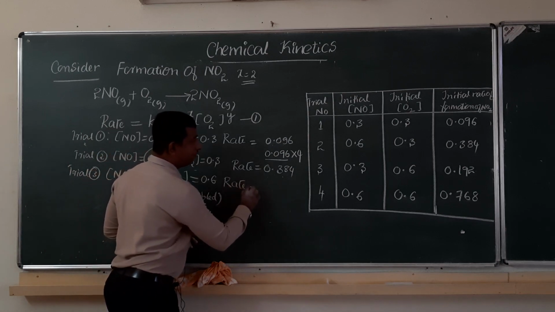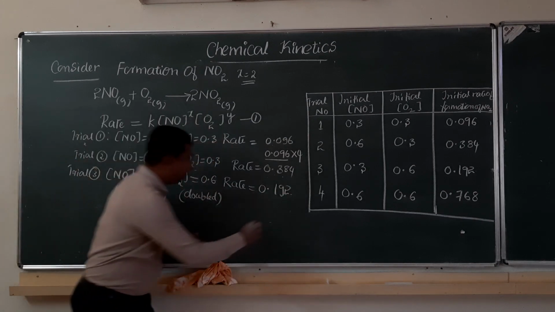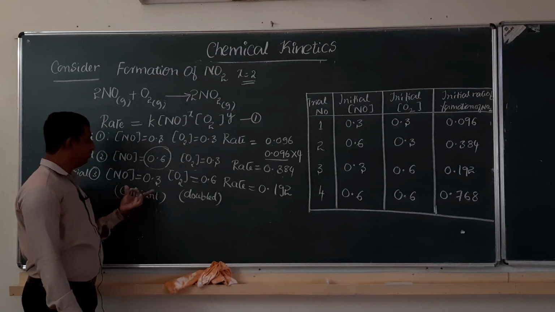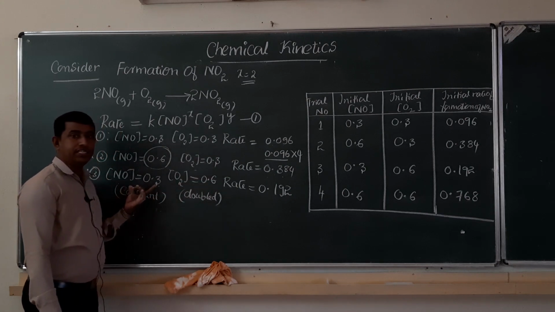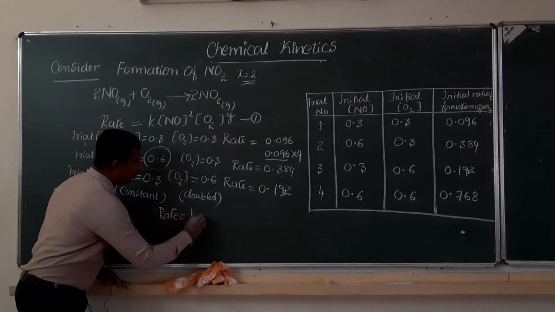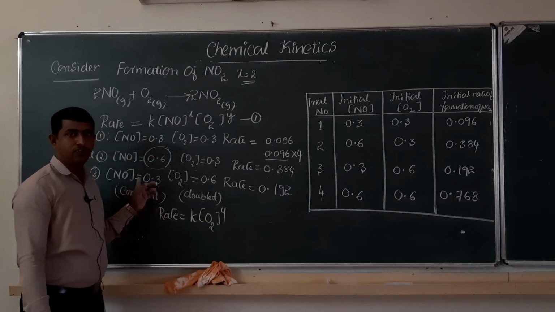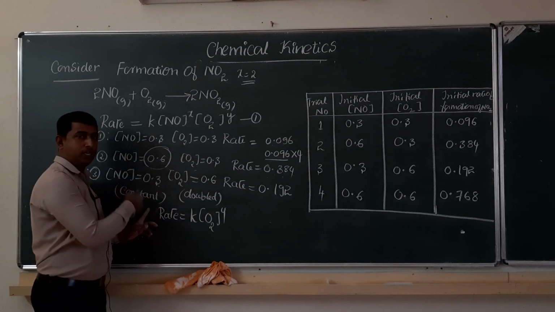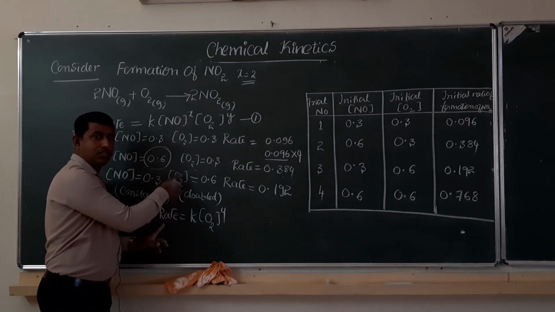Rate value is found to be 0.192. So in this trial, we can see there is a change in the concentration of O2. There is no change in the concentration of NO. So rate depends only on the concentration of O2. It does not depend upon the concentration of NO. Why? Because there is no change in the concentration of NO, so rate will not alter because of NO. So rate will change only due to the change in the concentration of O2.